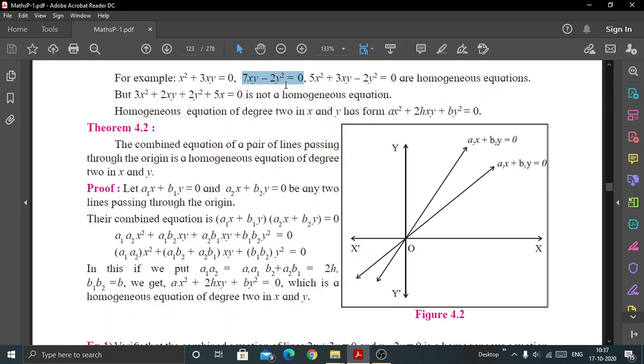Once again, observe the equation. The degree of the first term is 2. The degree of the second term is also 2. Therefore, it is the best example of a homogeneous equation.